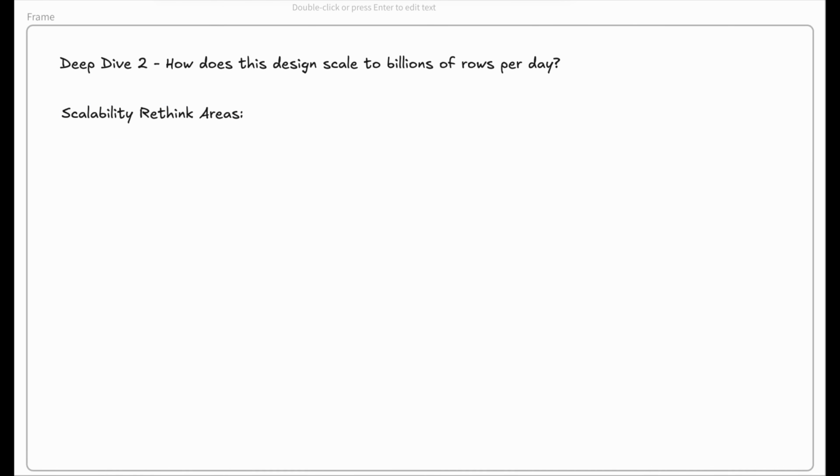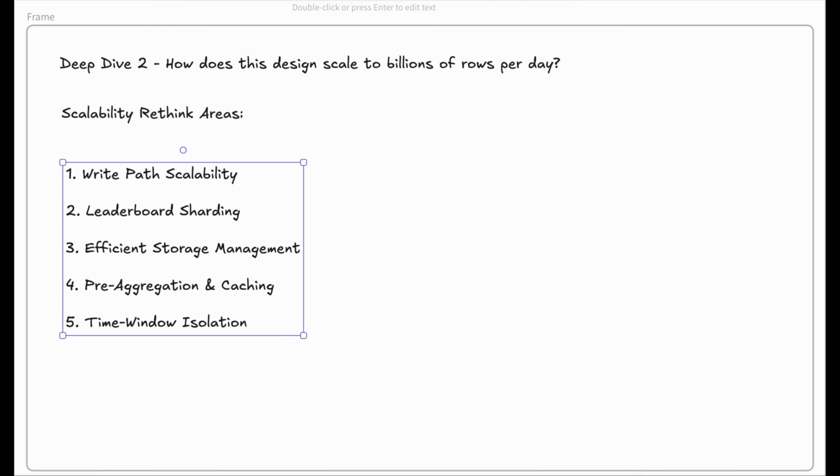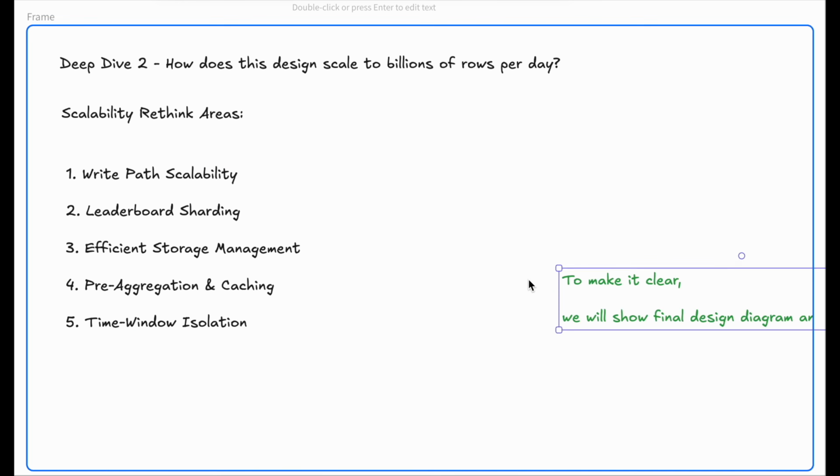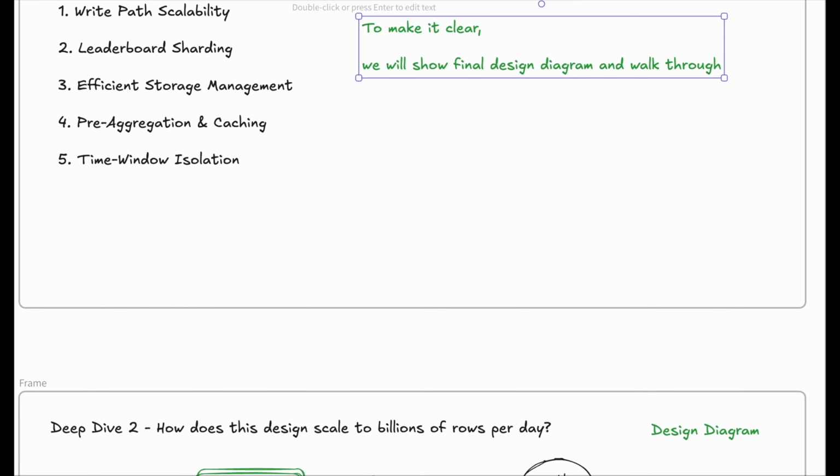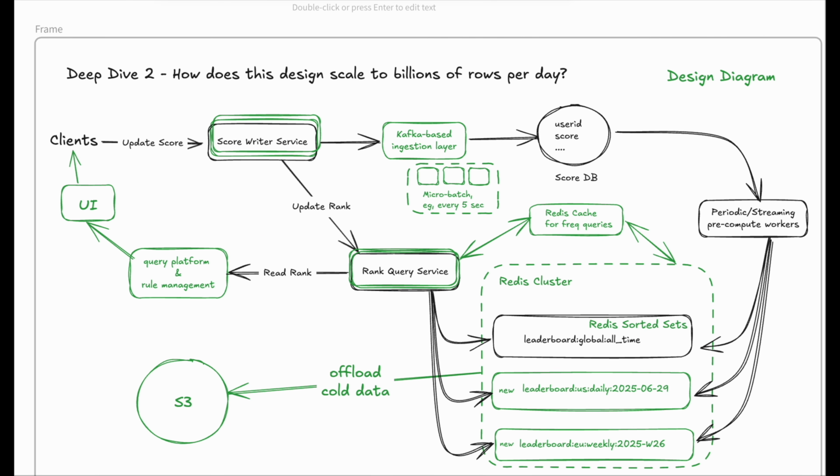To handle this scale effectively, we need to think across multiple dimensions: write throughput, storage efficiency, query performance, and horizontal scalability. Let's walk through how this design evolves to meet that demand. Write path scalability.